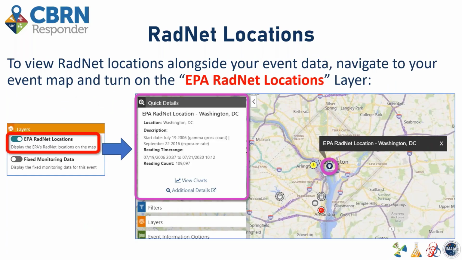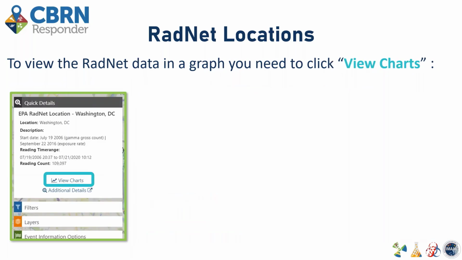So when you're in your event, if you want to view these locations alongside your event data, open up the Layers tab and make sure EPA RadNet Locations is toggled on. You'll then see them populate on the map. You can select specific ones. So here I'm viewing the Washington, D.C. one. And again, I will see some of that information. I can view the chart from the map as well.